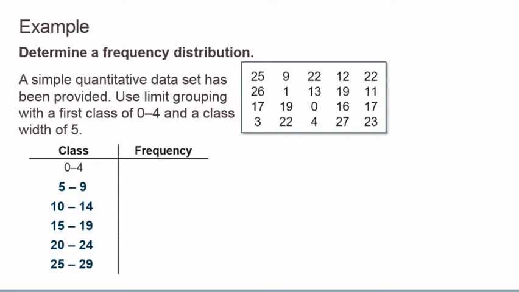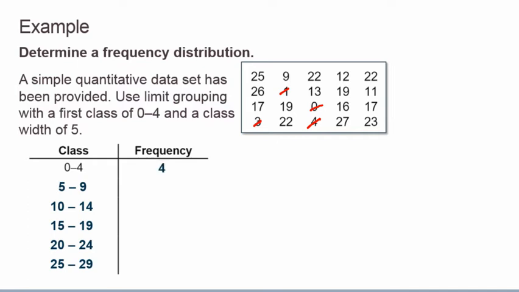Now we want to figure out the frequency. In order to find the frequency, we want to see how many data points are in each class. So starting with 0 to 4 inclusive, I want to count up the data points that will belong in that class. I have 3, 1, 0, and 4. That's 4 data points, so my frequency is 4.